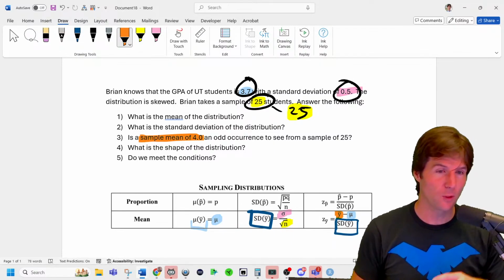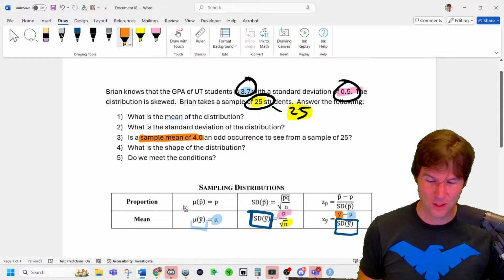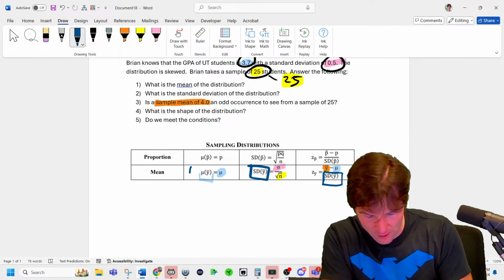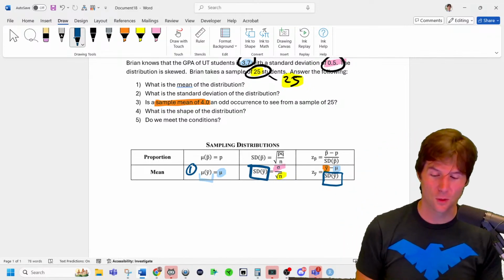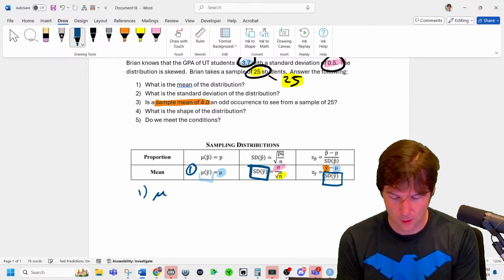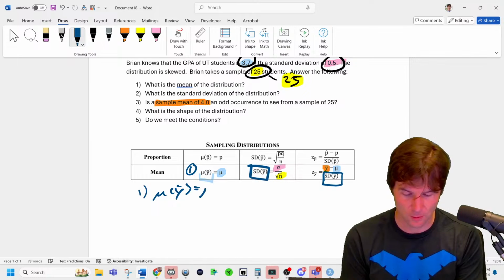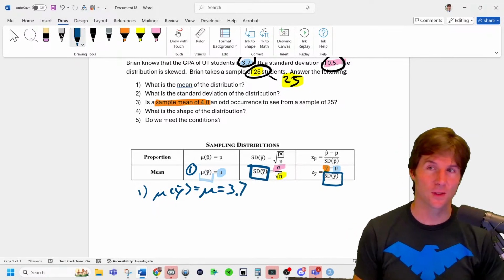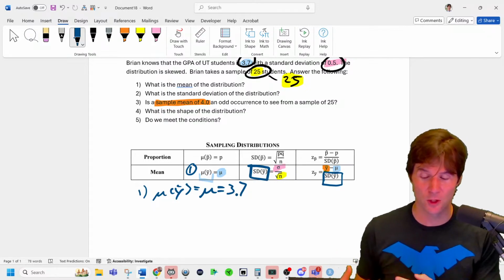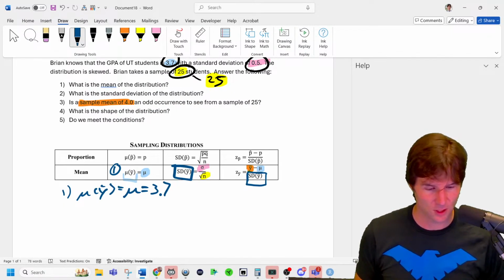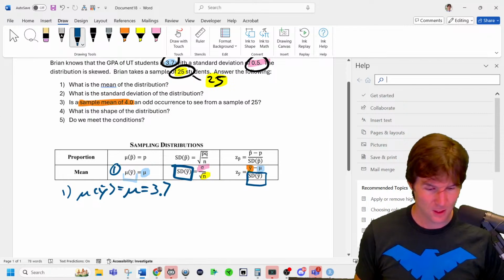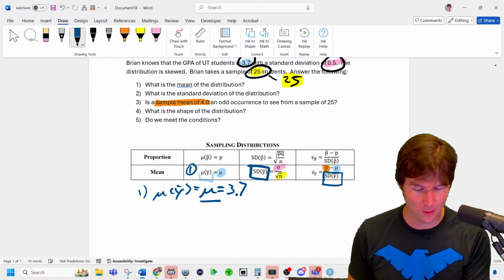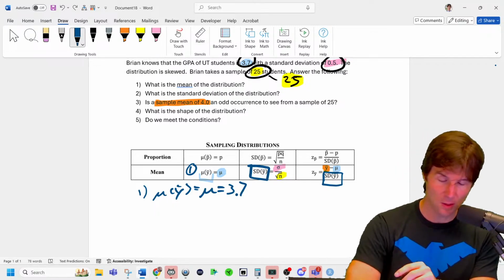What is the mean of the distribution? I'm going to answer Courtney's question too. So for question 1, mu y bar, which is the mean of the distribution, is equal to mu, which is equal to 3.7. Great job, because that's the expected mean of the distribution. The expected mean of the sampling distribution is equal to the true mean, which is this. The standard deviation, did anyone figure it out?